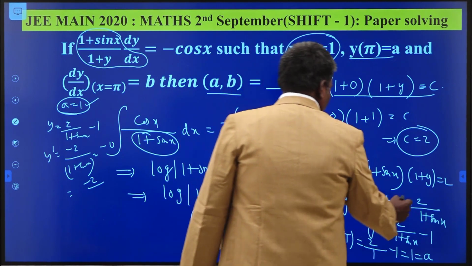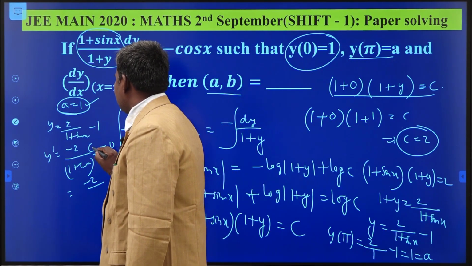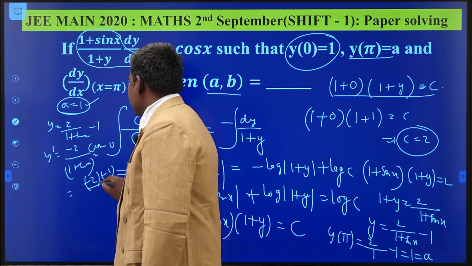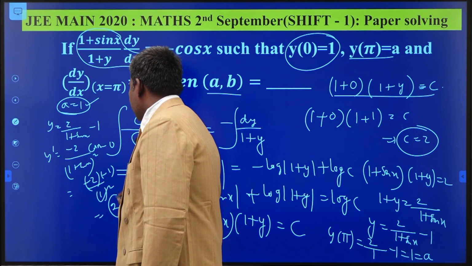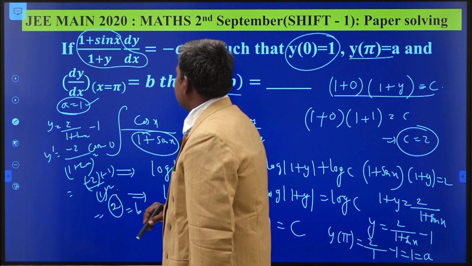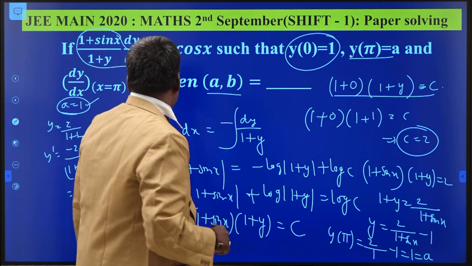This is what here? Y is equal to 2 by 1 plus sin x, into you have to write the derivative of sin x also. Cos x is there. Cos pi is minus 1. Minus 2 into minus 1 by 1 square. So the answer is what? 2. So 2 is B. So the values of A and B are A is equal to 1 and B is equal to 2.